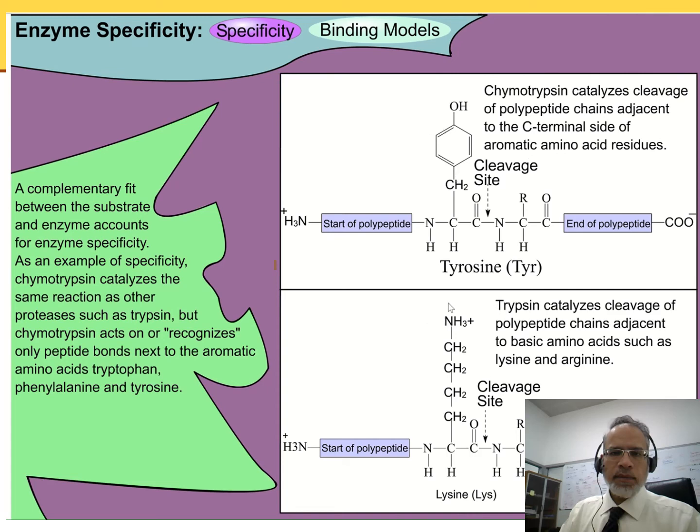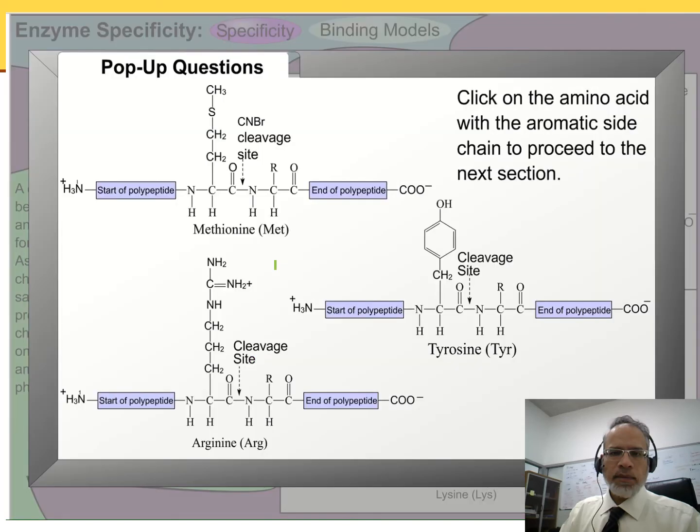If you have a positively charged amino acid, this is what trypsin works on. So trypsin does not work on hydrophobic, but trypsin works on a positively charged amino acid like lysine or arginine, and chymotrypsin has this aromatic specificity. Okay, so click on the amino acid with the aromatic side chain. So this is not aromatic, this is not aromatic, and this is aromatic.